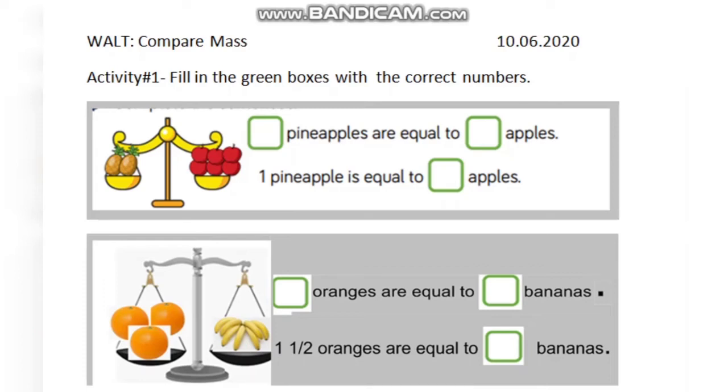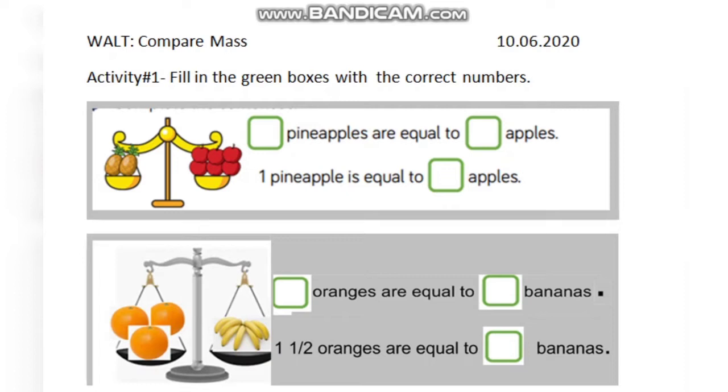In activity 1, we have to fill in the green boxes with the correct numbers. So I can see 2 pineapples on the left side and 6 apples on the right side. So I'm going to fill those numbers into the green boxes in the first statement. And then I'm going to look, 1 pineapple is equal to how many apples?